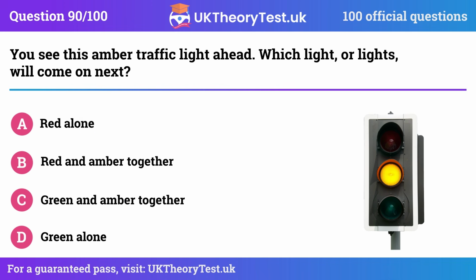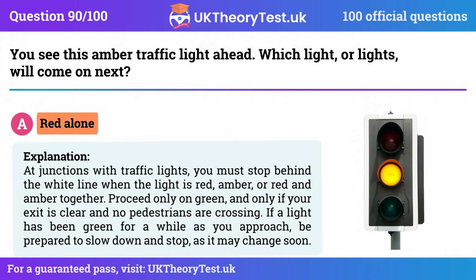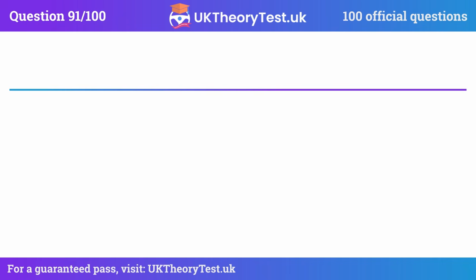The correct answer is A. Red alone. Explanation: at junctions with traffic lights, you must stop behind the white line when the light is red, amber, or red and amber together. Proceed only on green, and only if your exit is clear and no pedestrians are crossing. If a light has been green for a while as you approach, be prepared to slow down and stop, as it may change soon. Question 91.